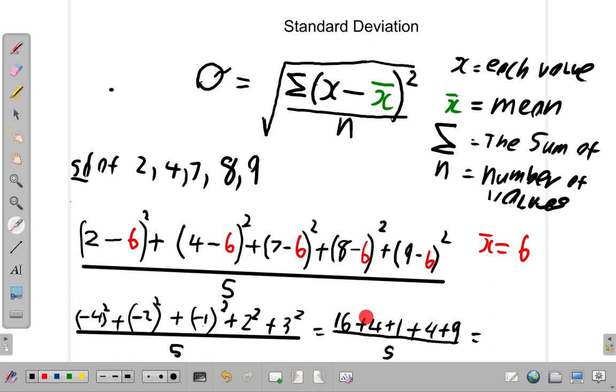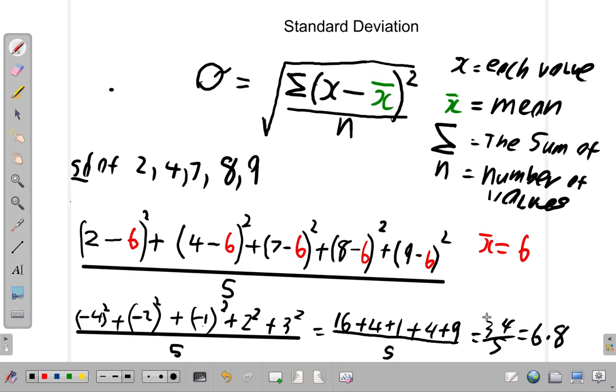Let's see, 16 plus 4, that's what? 20. 21. 21 plus 4, that's 25. 25 and 9 would give 34. Alright? So what you're going to get is 34 divided by 5. 34 over 5. What is 34 divided by 5? 34 divided by 5 equals 6.8. So it is 6.8. Now notice we haven't found the square root of it yet.